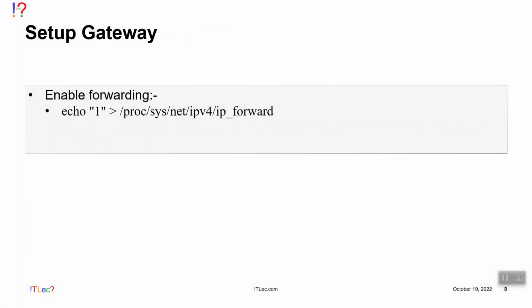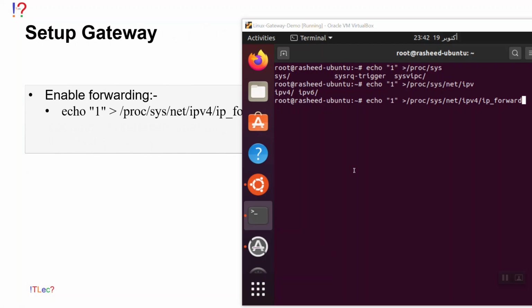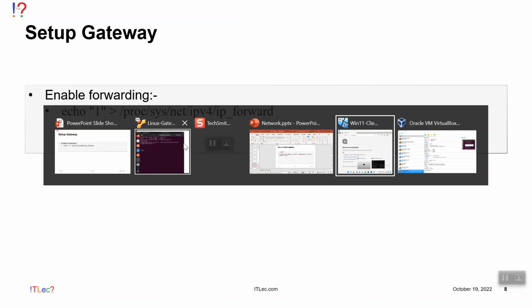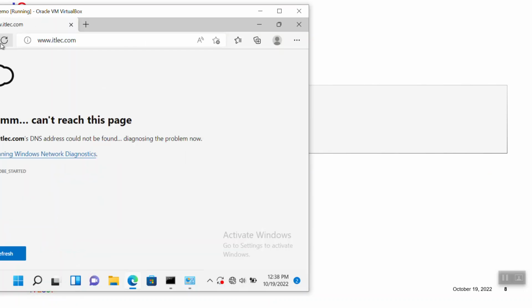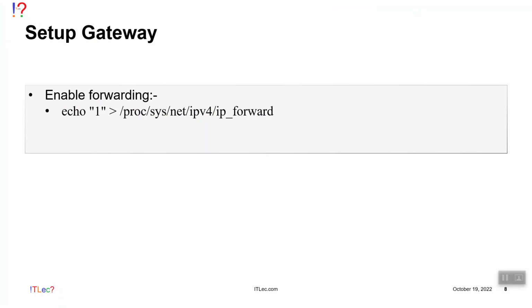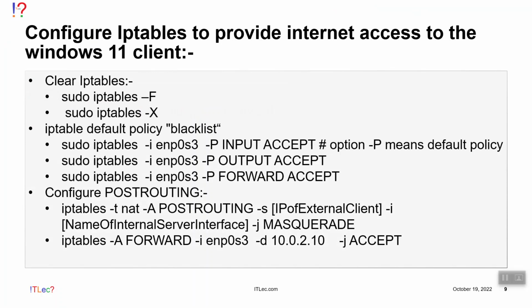So let's set up a gateway and enable forwarding. I write the command. Let's press enter. So let's go now and test the Windows machine. Okay, so it's still not working. That means we need to configure the IP table. So I will write, let's press enter.